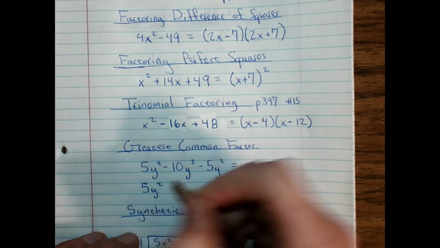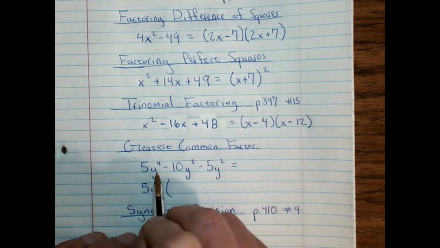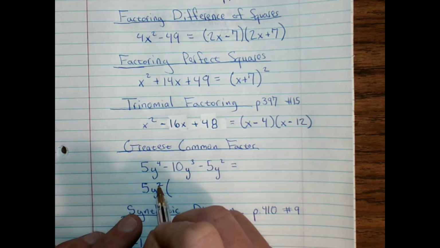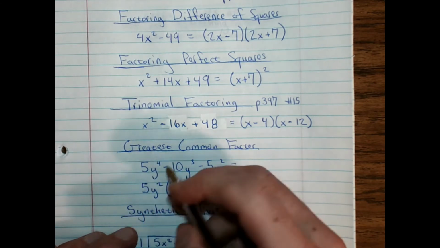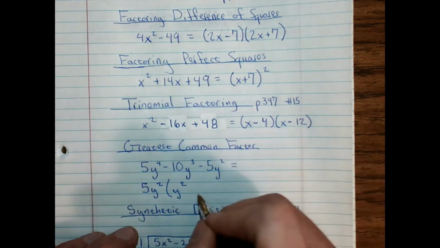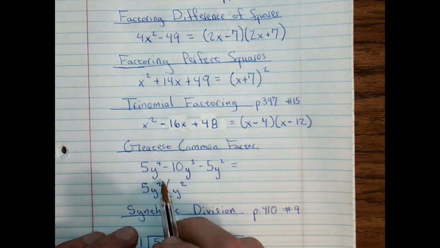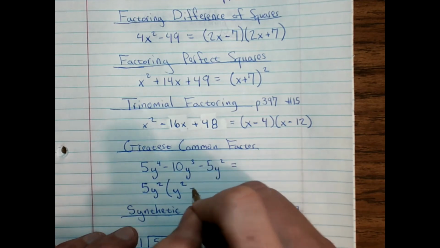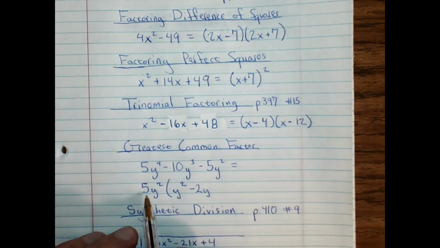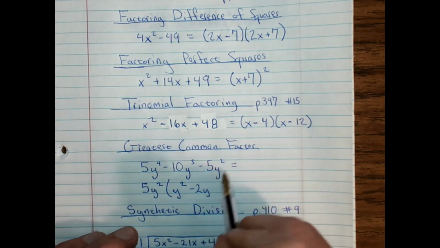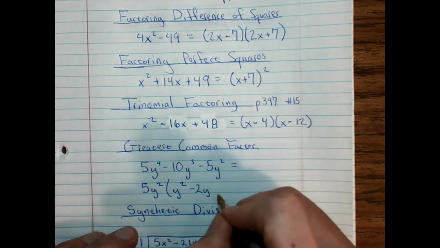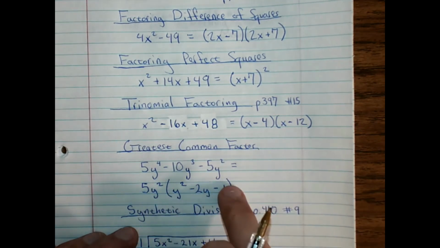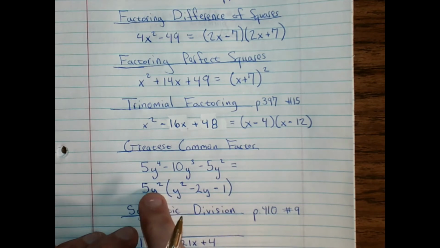So factor out 5y squared, open parentheses, and then ask yourself this question. 5y squared times what would give me 5y to the 4th? Well, times y squared. 5y squared times what would give me negative 10y to the 3rd? Minus 2y. And then 5y squared times what would give me negative 5y squared? Minus 1. So there's the greatest common factor between these three terms factored out.